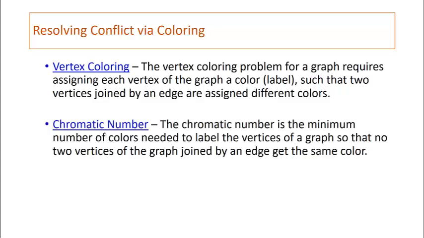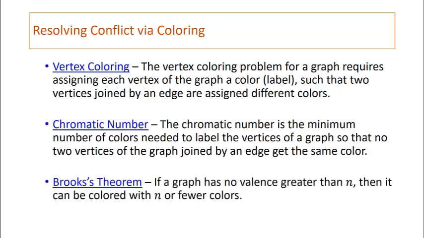The chromatic number is the minimum number of colors needed to label the vertices of a graph so that no two vertices of the graph joined by an edge get the same color. And Brooks' theorem says that if a graph has no valence greater than n, then it can be colored with n or fewer colors.